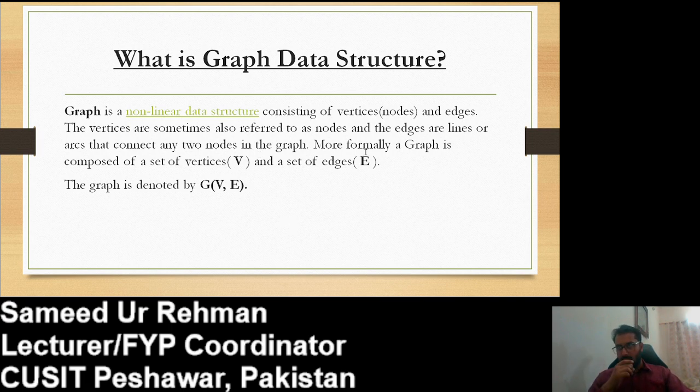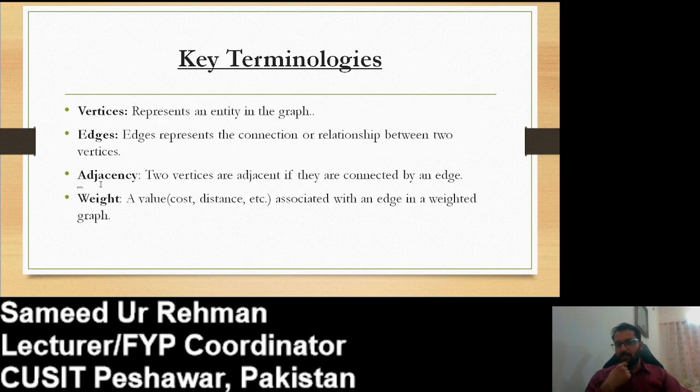So with this, we can conclude that a graph is composed of a set of vertices, also known as nodes, and a set of edges, which is represented as E. So the graph is denoted by G(V, E). That is the simplest and smallest way to represent a graph in an equation manner. So the key terminologies in this are vertices, edges, adjacency, and weight.